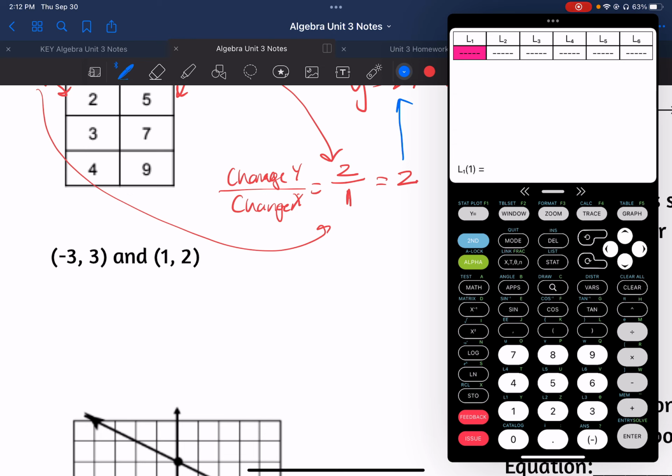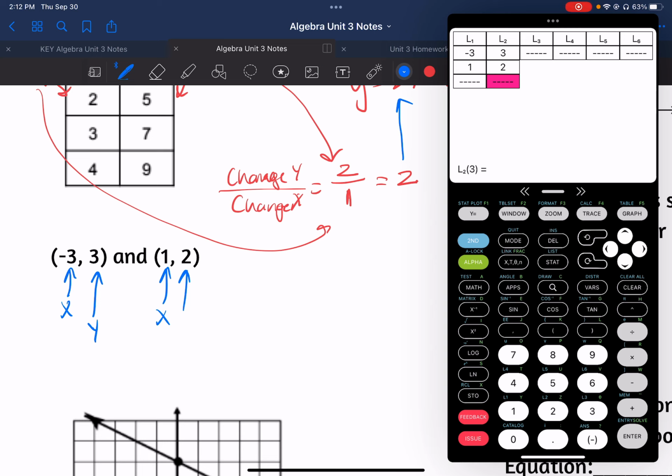Okay, now we need to type these both in. So I'm going to type in a -3, enter. I'm typing this x value in, because here's an x value, and this is also an x value. So I'm going to type in a 1, enter. Now the y value that goes with the -3 is a +3, enter, right? And the y value that goes with the 1 is a 2, enter. All I do is type these points in, that's it. X comma y, x comma y. Same buttons all over again, guys.